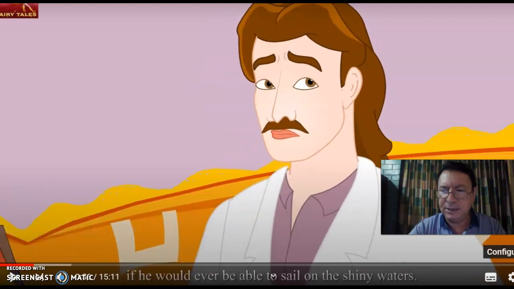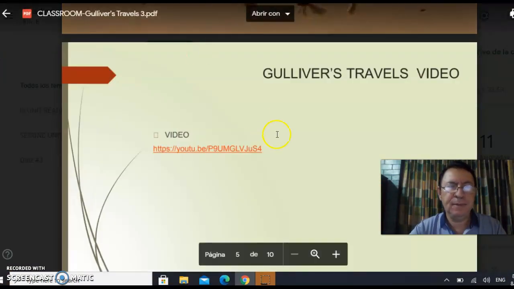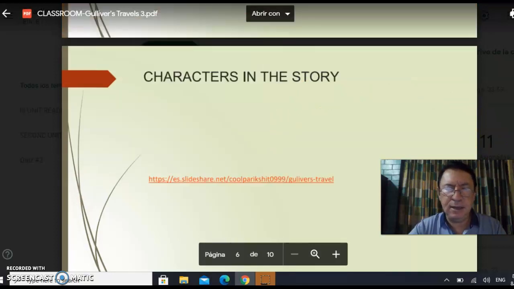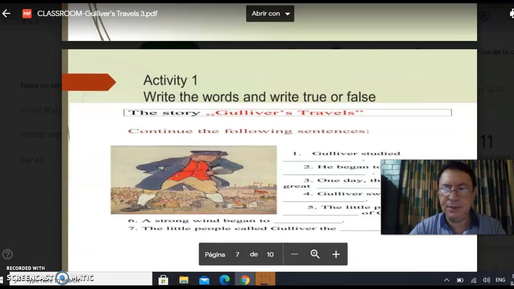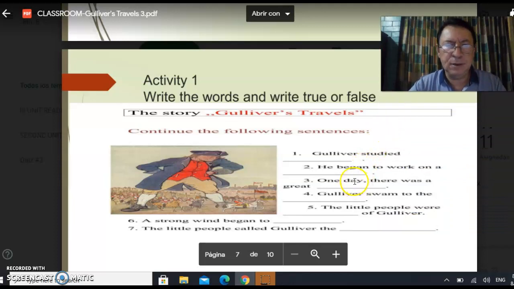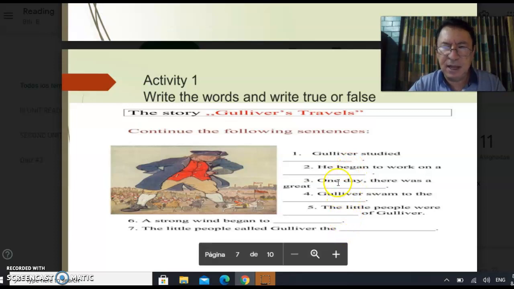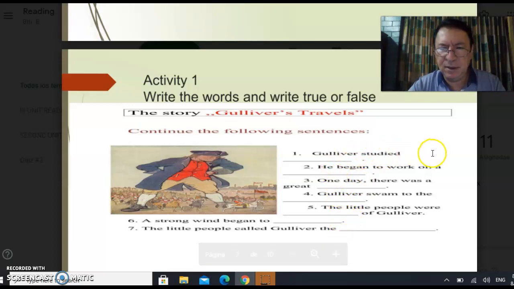Okay, as I told you, you have to watch the video again. Then the first activity you have to do is to complete this worksheet. Okay, here you have some sentences and I want you to complete them. Gulliver's study. What did Gulliver study? So you have to complete the sentences.